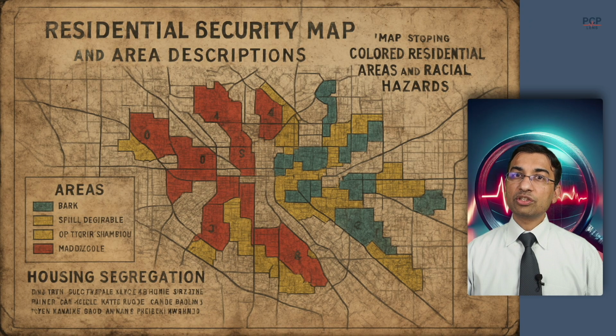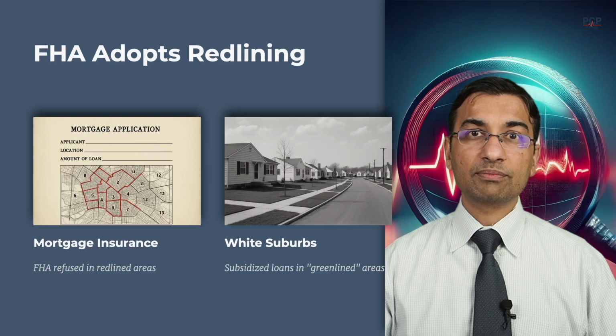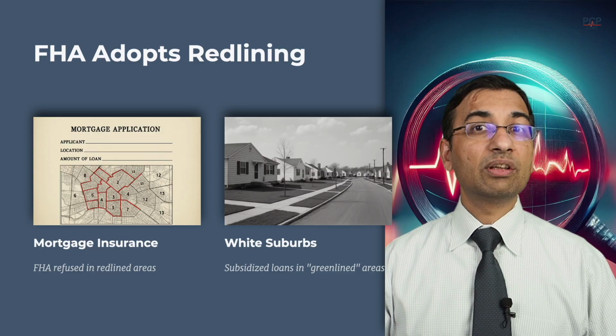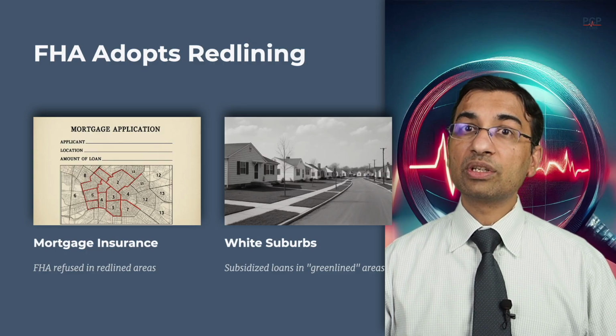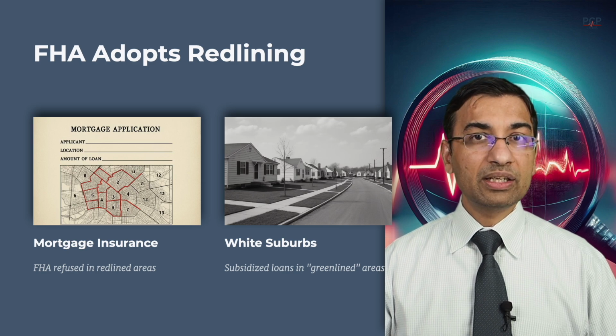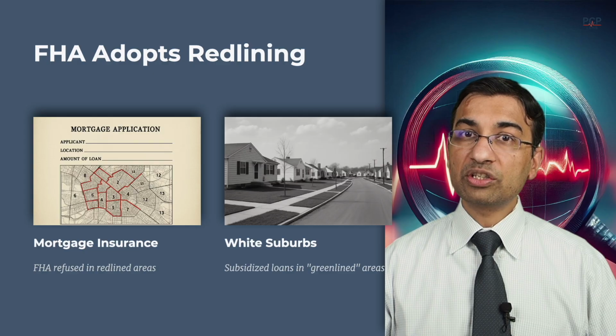In the 1930s, the Homeowners Loan Corporation created maps grading neighborhoods by risk. Black, immigrant, and low-income areas were marked in red as hazardous. The Federal Housing Administration then refused to insure mortgages in redlined areas while subsidizing loans in white, green-lined suburbs. Massive federal investment flowed to white neighborhoods while black and minority families were systematically excluded from homeownership.